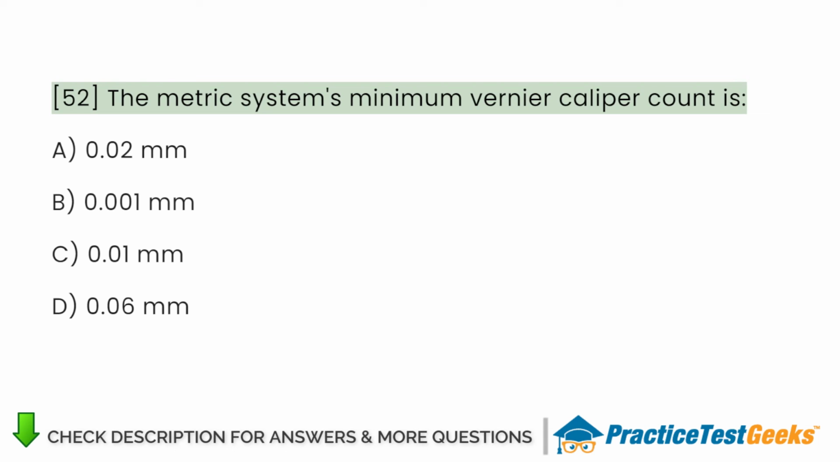The metric system's minimum vernier caliper count is A. 0.02 millimeters, B. 0.001 millimeters, C. 0.01 millimeters, D. 0.06 millimeters.